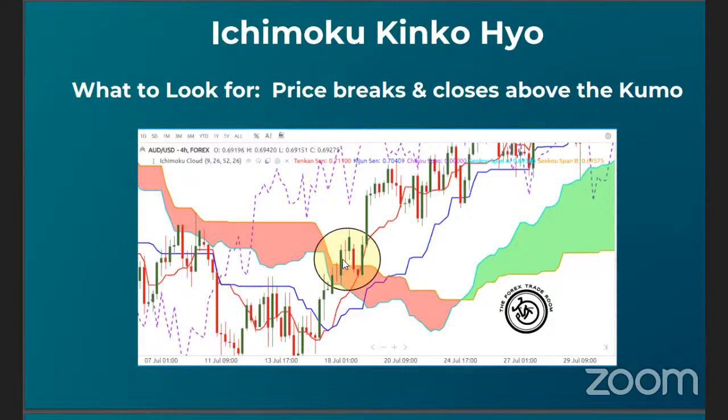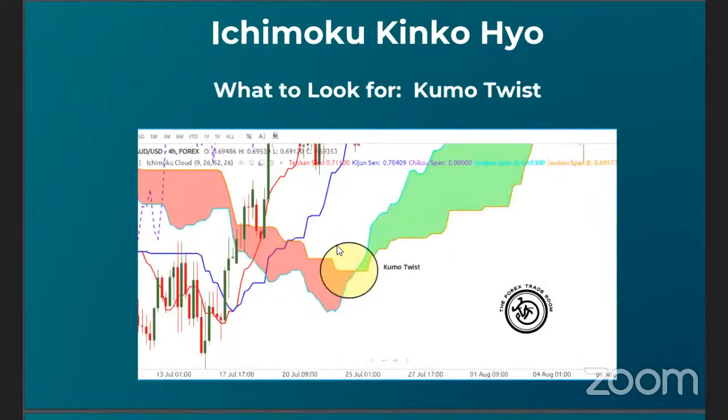So those three things is what we want to see. Now, for even more confirmation, and this is what I like to also see, is what we call a Kumo twist. So you remember when we went over the Cinco span 1 and the Cinco span 2, right? Or A and B.